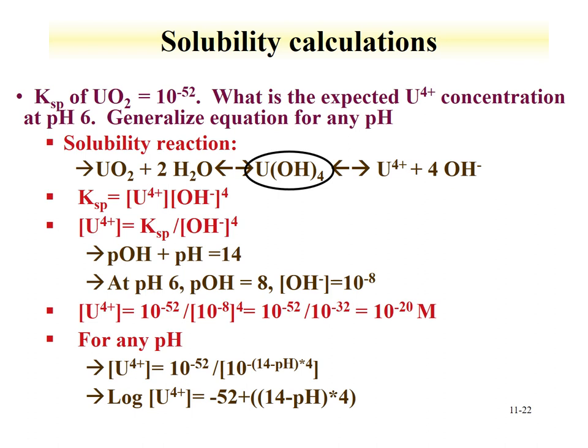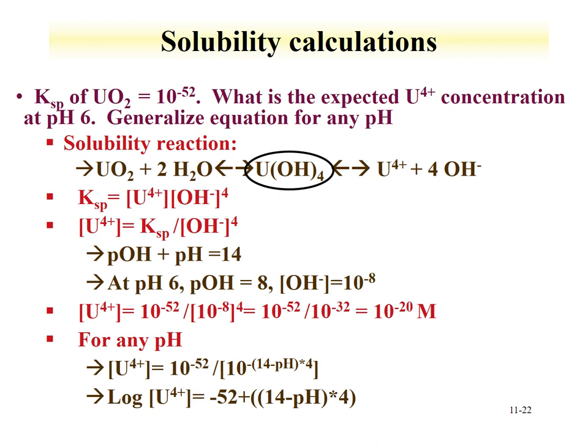So the amount of uranium-4 that I can calculate is just the KSP divided by the hydroxide concentration to the 4th. If I remember that the pOH plus pH is equal to 14, I can say that at pH 6, the pOH is 8, so the hydroxide concentration is 10 to the minus 8. 10 to the minus 8 to the 4th is 10 to the minus 32, so the concentration of uranium-4 is 10 to the minus 52 divided by 10 to the minus 32, which is equal to 10 to the minus 20.